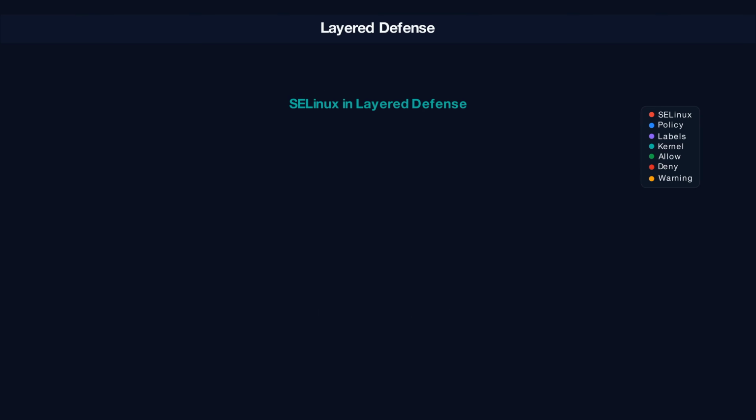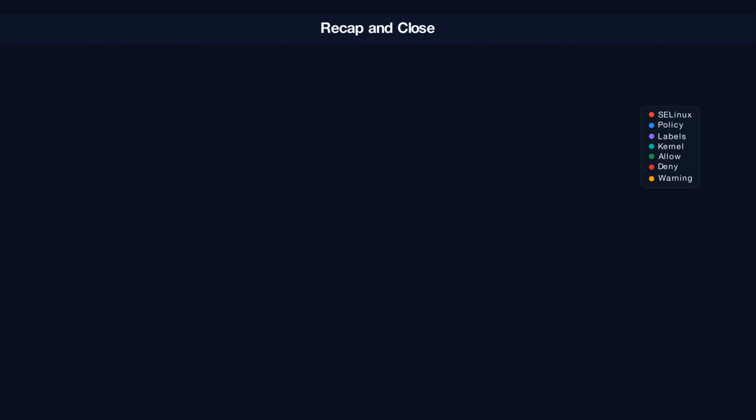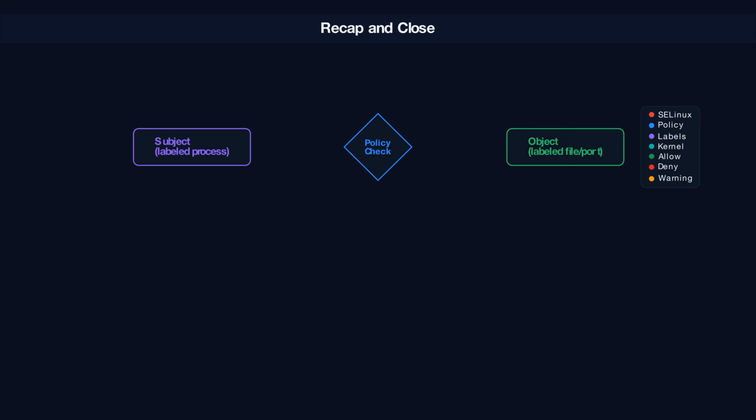SELinux belongs in layered defense alongside Linux capabilities, seccomp, namespaces, container hardening, and eBPF-based observability. Its strength is host-level object mediation and workload confinement. Let us recap the mental model. Every SELinux decision follows one pattern. A labeled subject performs a specific permission on a labeled object of a specific class. The kernel checks policy. If allowed, the action proceeds. If denied, it is blocked and logged.